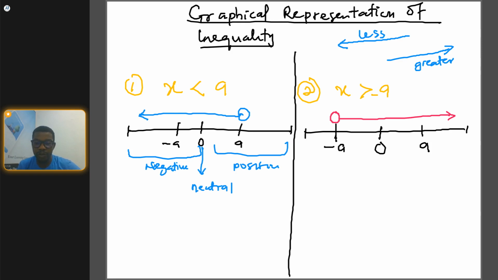Okay, now let's continue with the class. We have four more cases to go. So we are going to wipe the board and take the third and the fourth case of graphical representation.